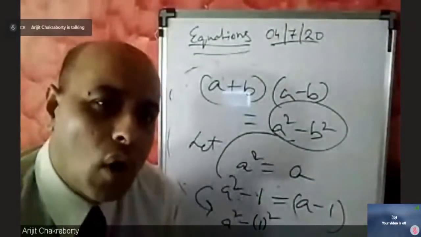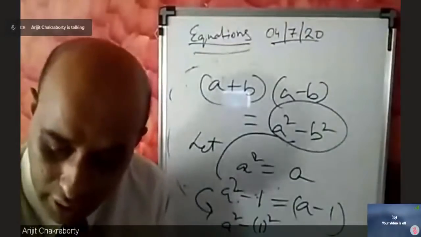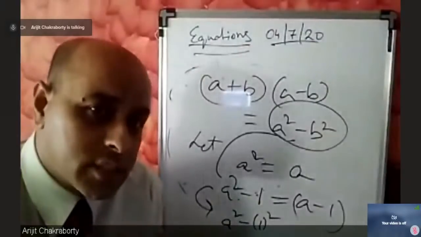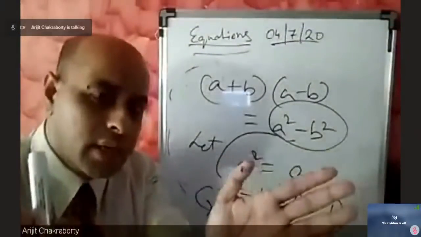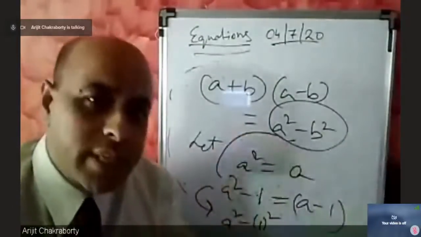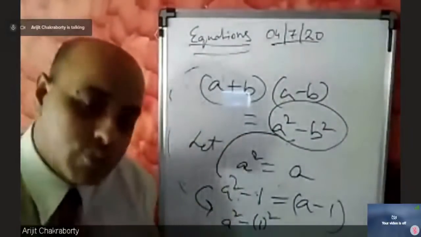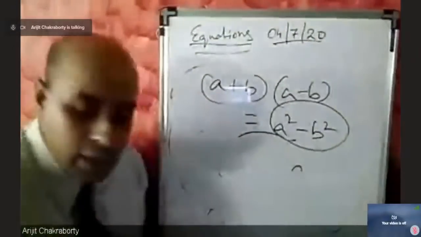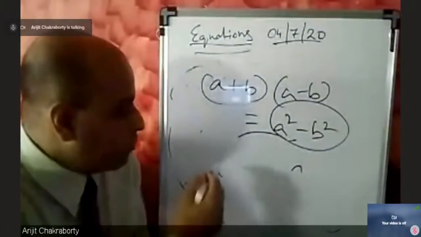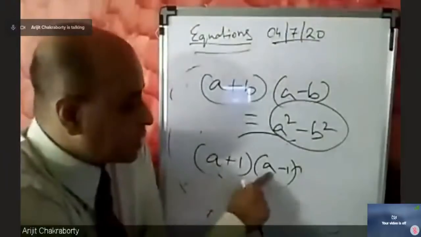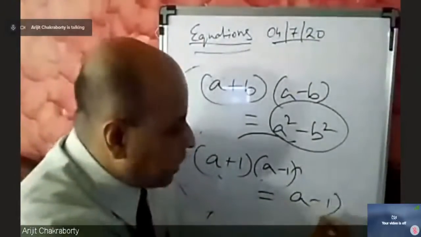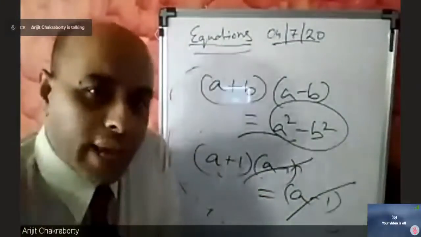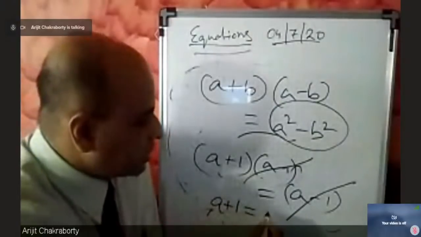So this is of the form a² - b², and if you split the expression, you get (a + b)(a - b). That means a² - 1 is actually equal to (a + 1)(a - 1). This is the left hand side, and the right hand side of course was a - 1. Now if you cancel a - 1 from both the sides, what do you get? You get a + 1 = 1.